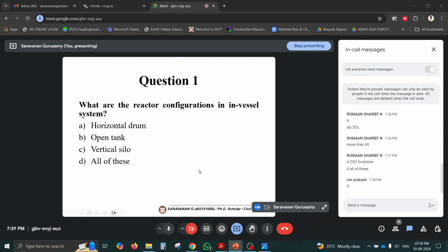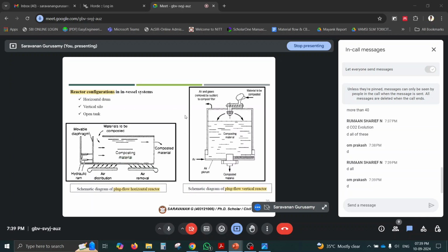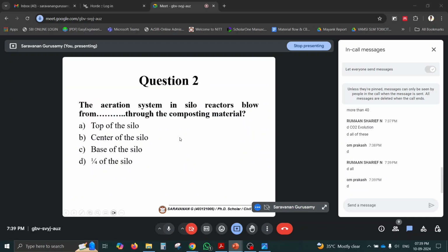Okay. Again, what are the reactor configurations in an in-vessel system? Horizontal drum, open tank, and vertical silo. All of this. Reactor configuration for in-vessel composting system. So it may be a horizontal drum, or it may be a vertical silo, or it may be an open tank. That is a batch reactor. So all of these are correct. Here you can see horizontal drum, vertical silo, and open tank.